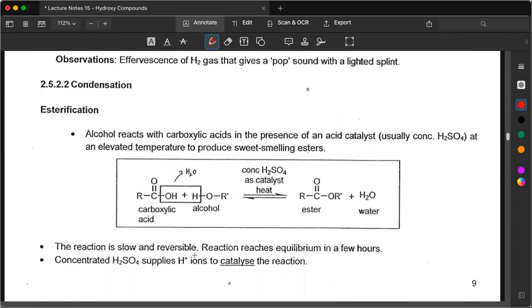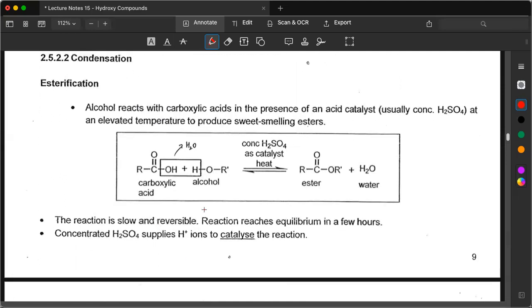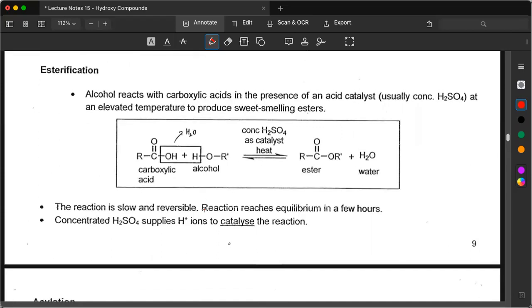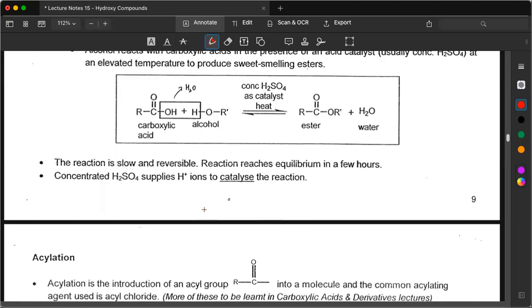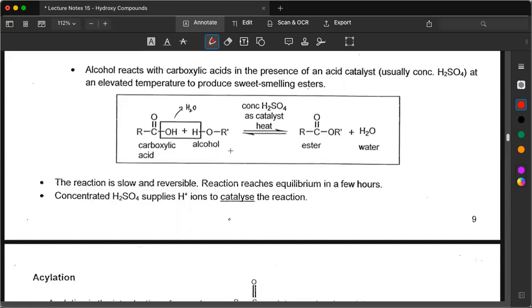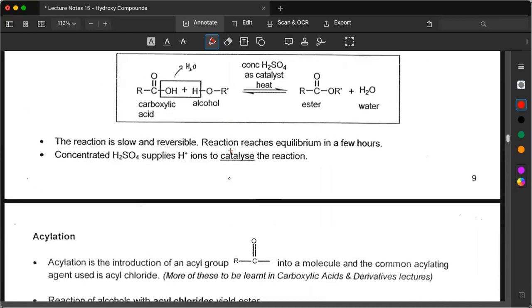Now, we have learned this at O level about esterification, where alcohol reacts with carboxylic acid in the presence of acid catalyst, concentrated sulfuric acid, at elevated temperature to produce sweet-smelling ester. And this is a reversible reaction, which means it is not fast and it takes a few hours to reach equilibrium. The concentrated sulfuric acid is necessary to supply the H+ to catalyze the reaction. So at the end of the reaction, this sulfuric acid will be regenerated and can be used to catalyze another reaction.